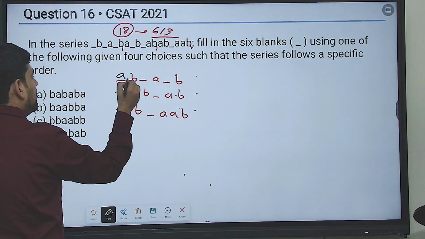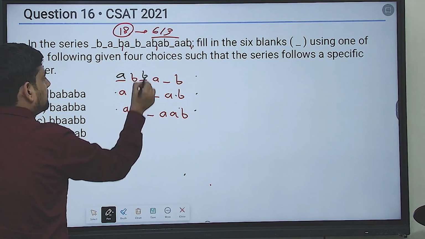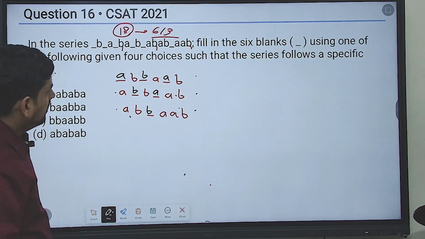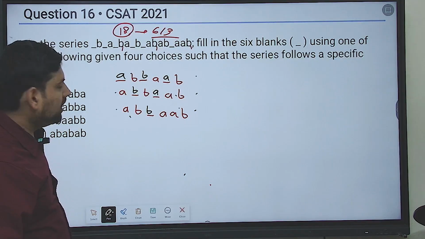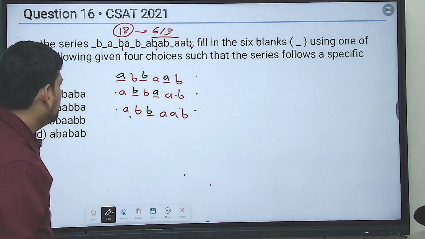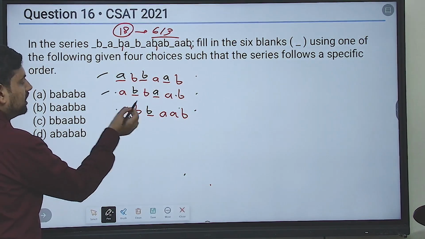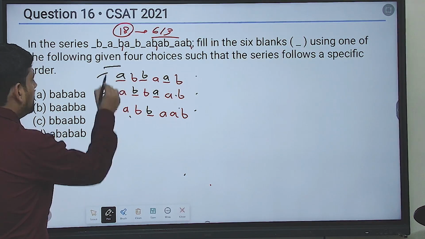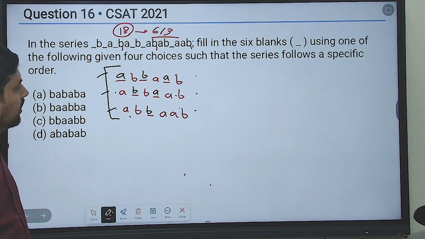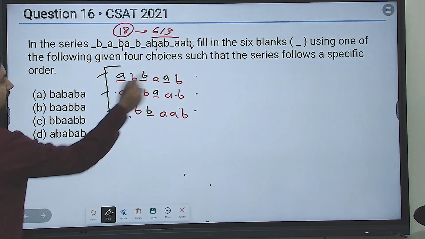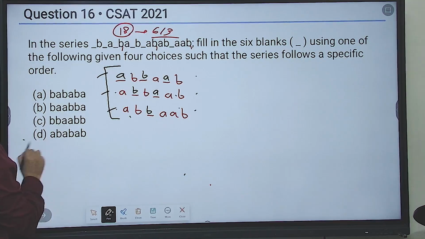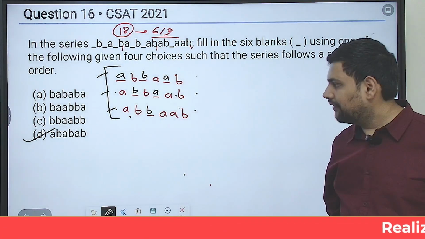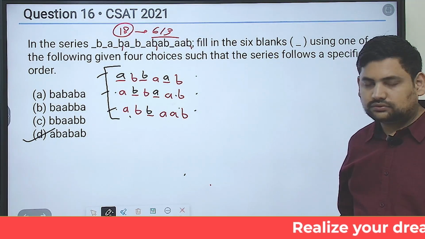So this becomes A. This becomes B. This is B, B. This is A. So you get A double B double A B, A double B double A B, A double B double A B. All these can be made exactly same. So the answer becomes AB, AB, AB, AB, AB, AB. Fine. Then next.